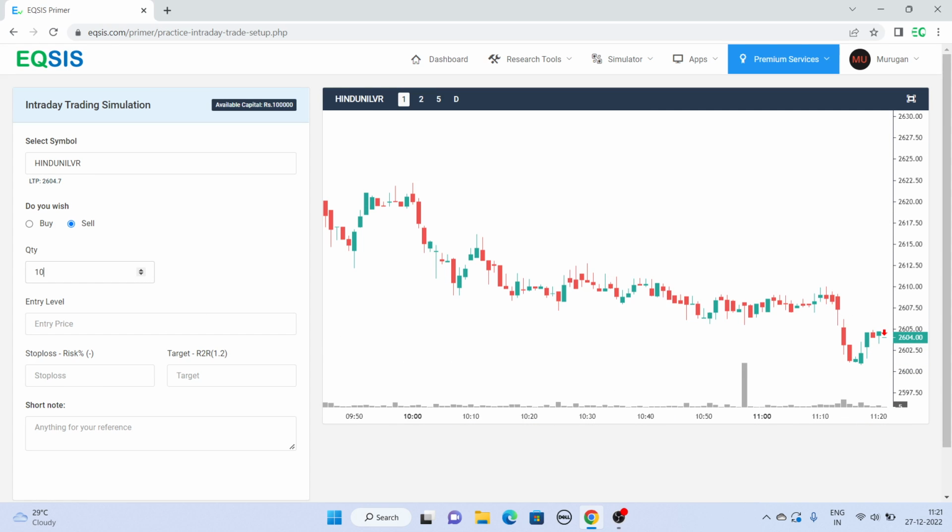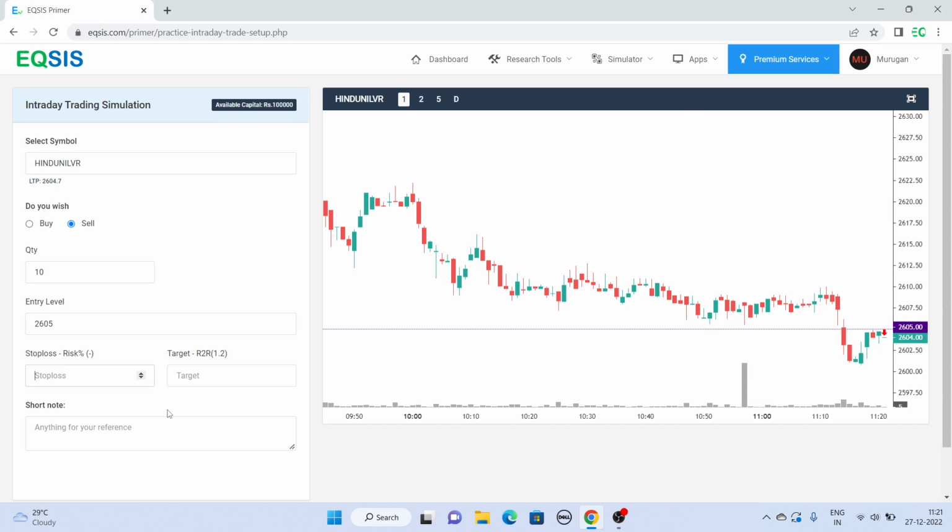Let's say about 10 quantities, because the available capital we have is only about 1 lakh rupees. So let's go for about 10 quantities so that I get money for subsequent trades. And we can go for 2605 as a level to enter. The stock price now is 2604.